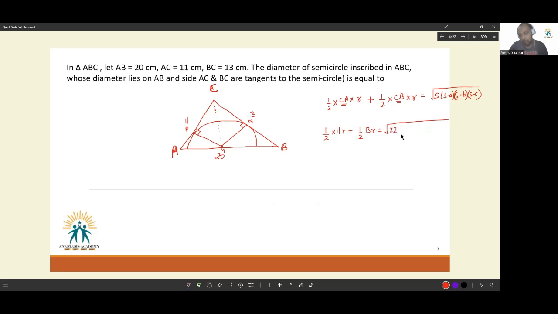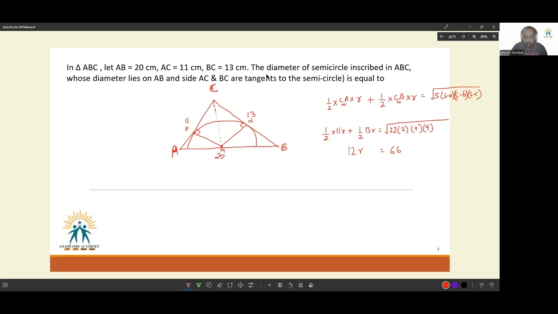So we get 22. 22 minus 20 is 2. 22 minus 11 is 11. And 22 minus 13 is 9. So we get two 2s, two 11s, and two 3s. So this right hand side is equal to 66. Left hand side, half of 24 is 12R. 12R is equal to 66.